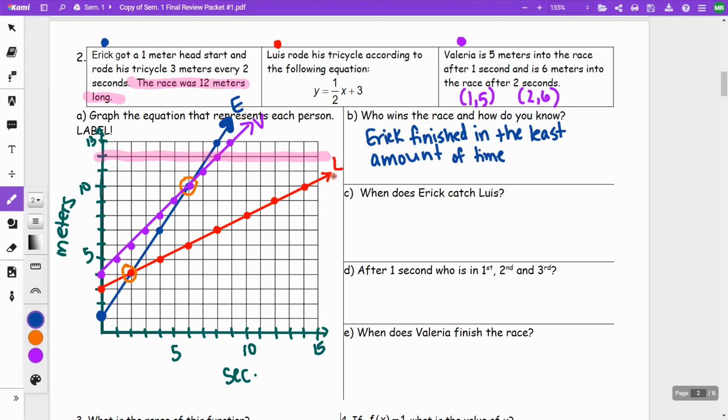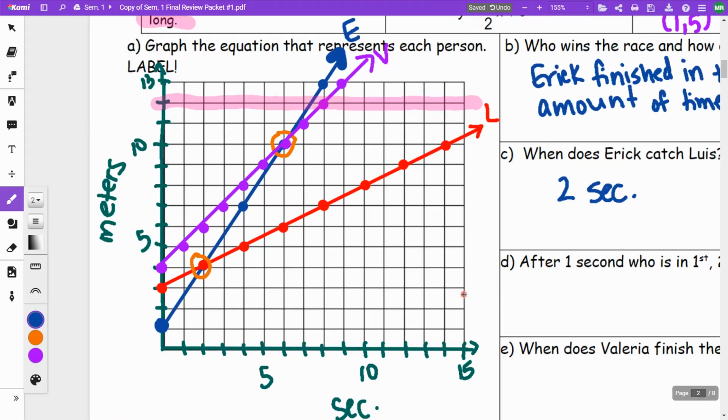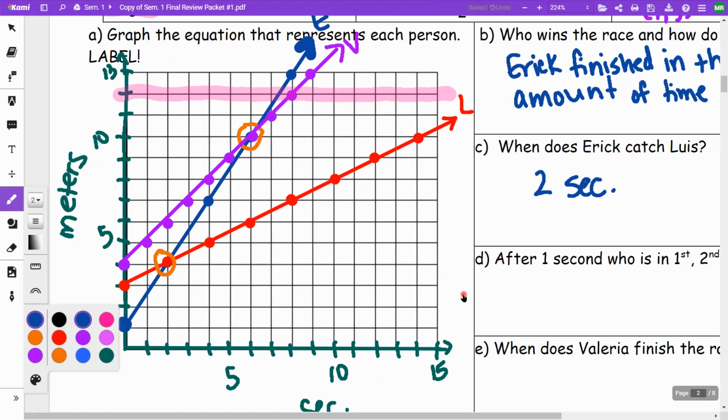When does Eric catch Luis? So Eric is my blue one, Luis is my red one. So they caught each other at 2 seconds. Okay, so 2 seconds. After 1 second, who's in first, second, and third? So I'm going to kind of expand my graph here. I'm going to grab a different color. Let's say I do this pink. I'm going to come to 1 second. I'm going to draw a line at 1 second. Okay, so that's where I'm looking.